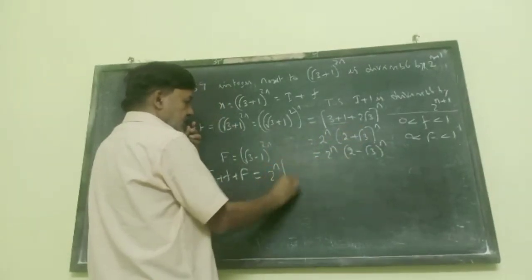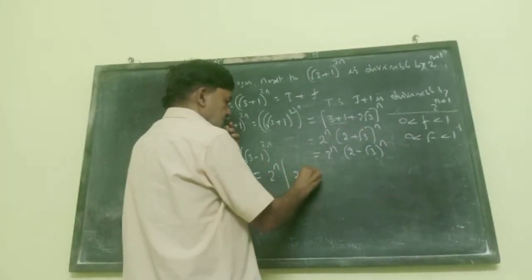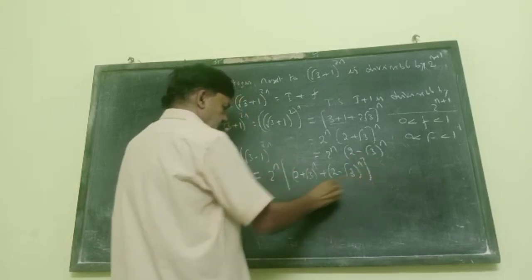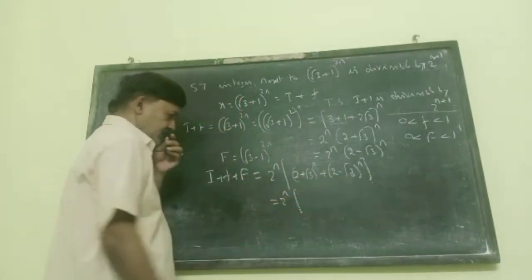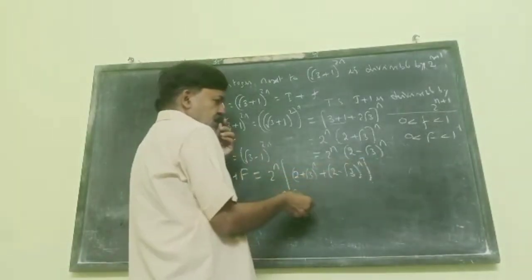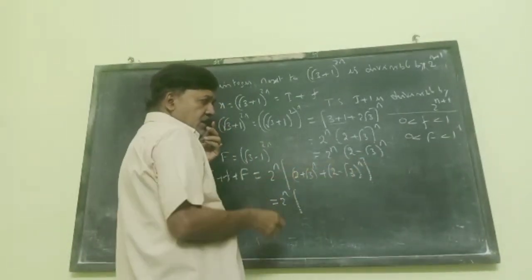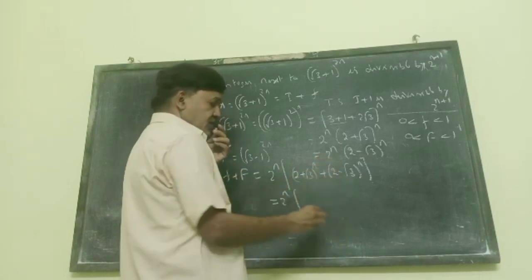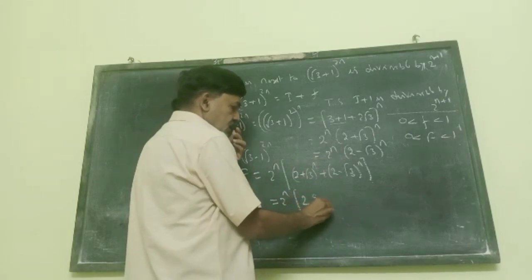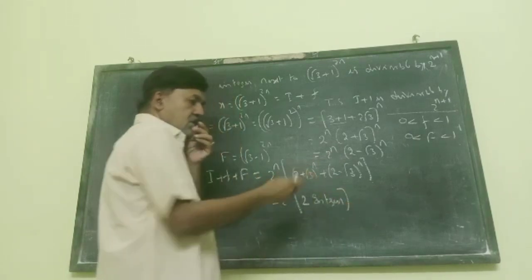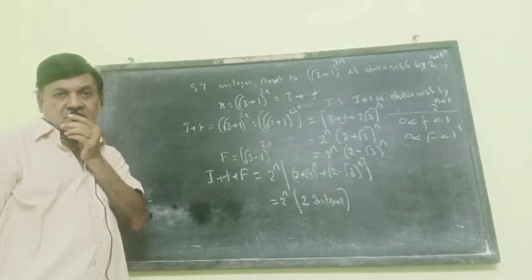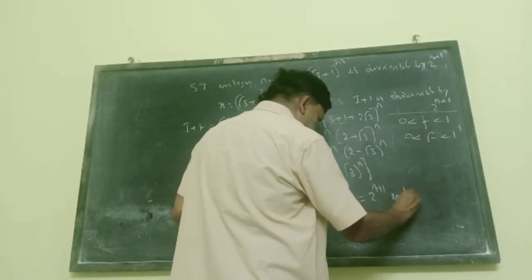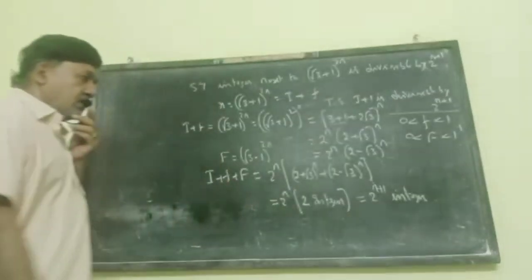What is common? 2 power n into 2 plus root 3 whole power n plus 2 minus root 3 whole power n. 2 power n into, when you expand this, all the irrational terms will cancel. We have seen already like this. And the rational terms, integer terms, each will occur twice. So 2 into integer you will get. Just now I have seen such problems. You will get 2 into integer, which is 2 power n plus 1 into integer.